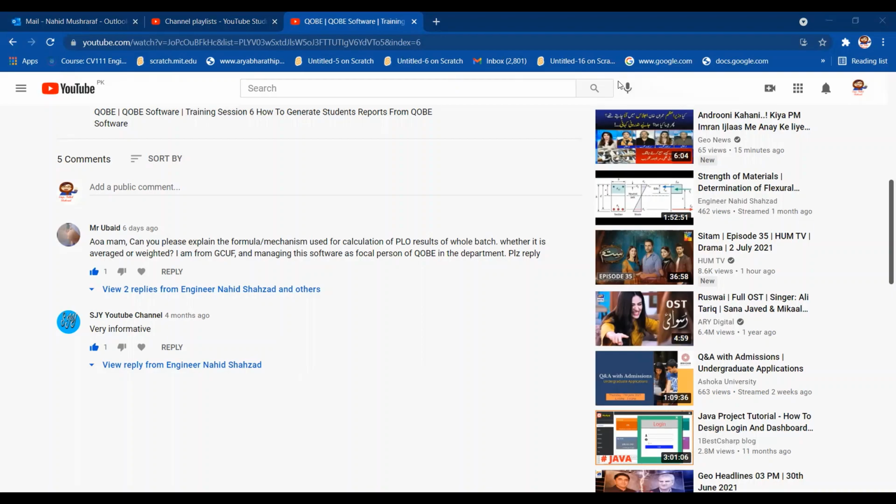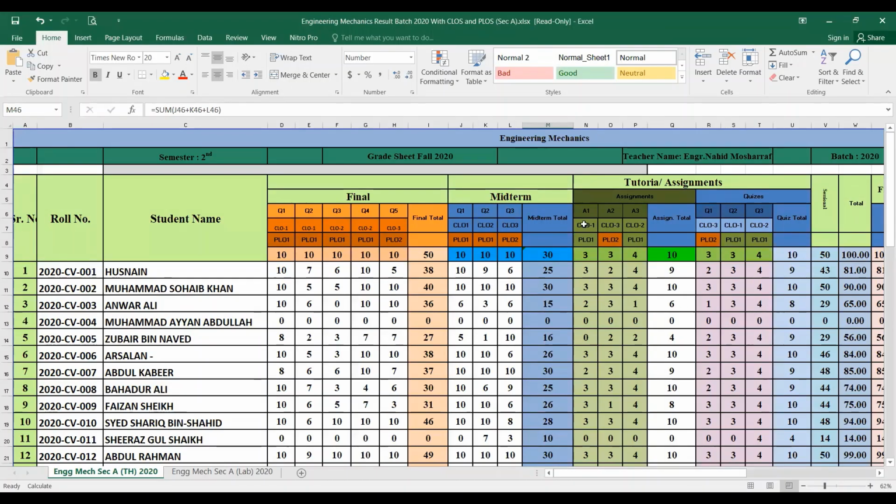This is my Excel sheet of the CLO PLO, which I made in fall 2020. At that time, I was teaching the engineering mechanics course. So how can I make it? Let's make a start. It's up to you what sequence you want to put it in, but what I am going to show here is the final exam activity, midterm activity, assignments, and quizzes. Hopefully it is clearly visible to all of you.